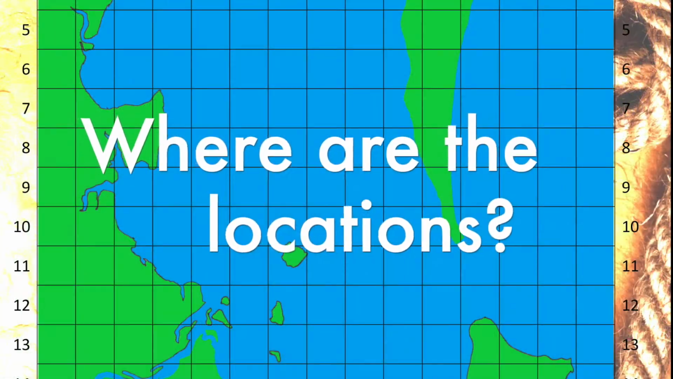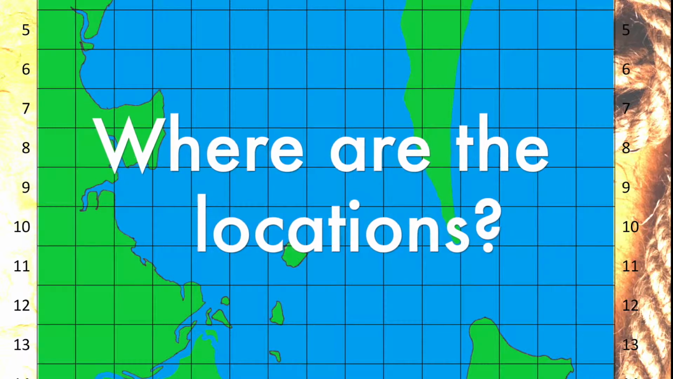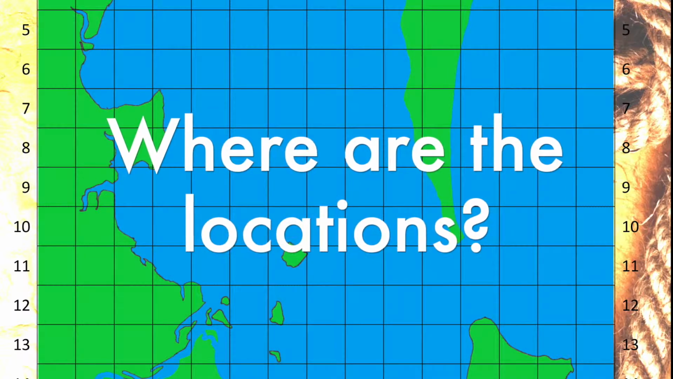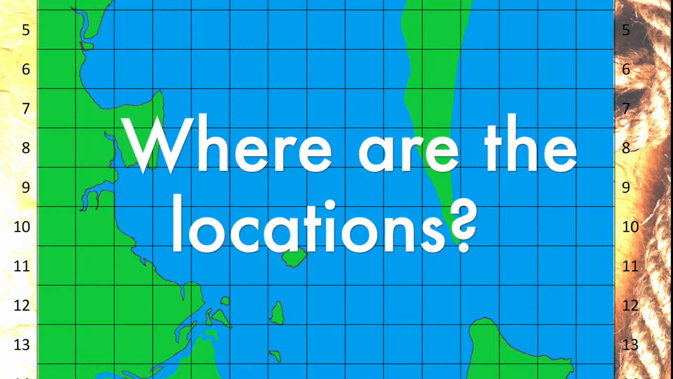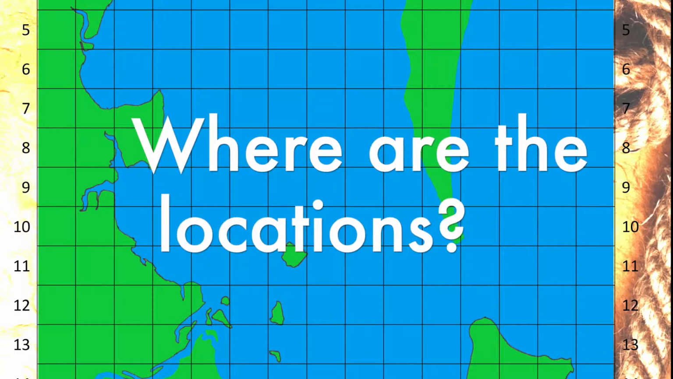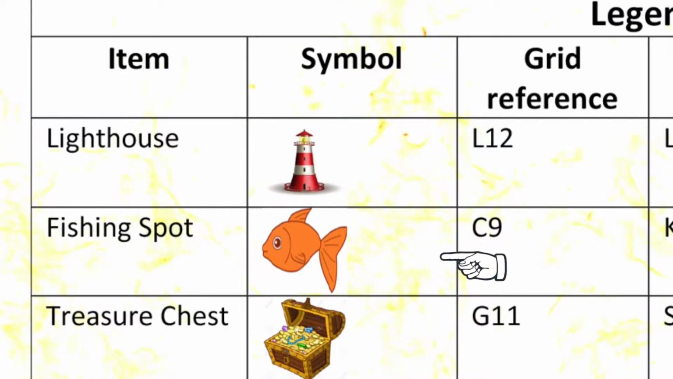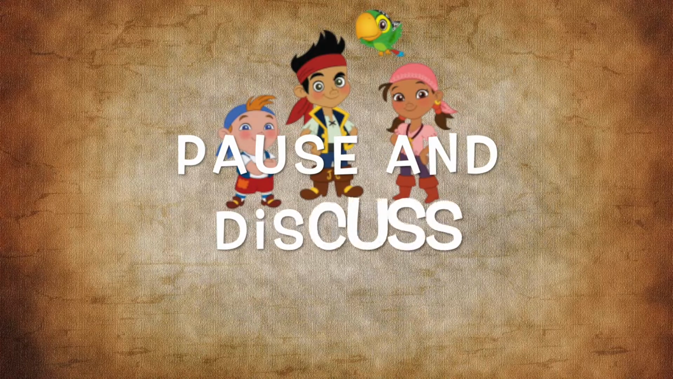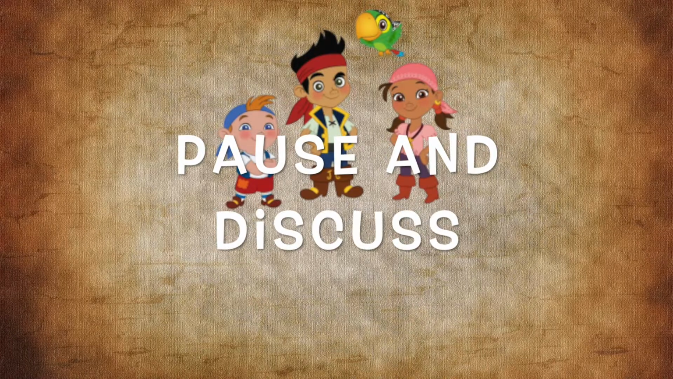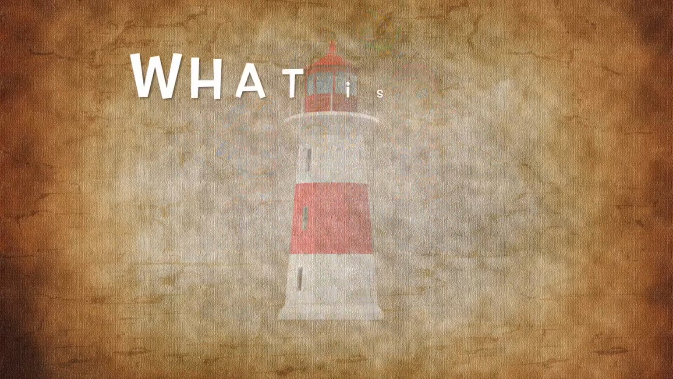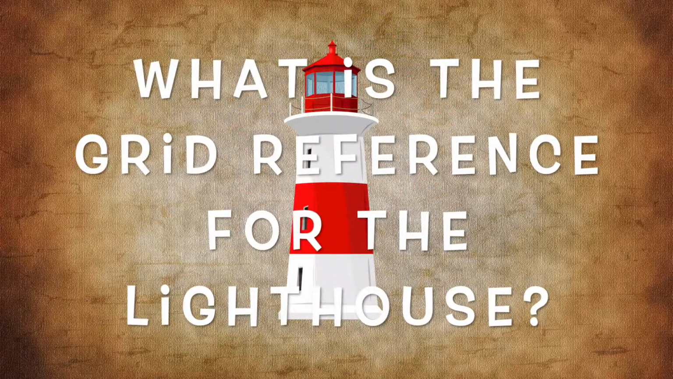We agreed Captain Redbeard's map doesn't contain the locations for places listed in the legend, but we can locate these on the map using grid references. We will work through 2 examples, the lighthouse and the fishing spot. Who knows where to begin? That is correct. When we look at the legend, what is the grid reference for the lighthouse?